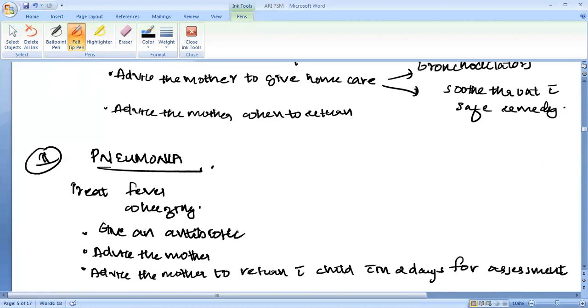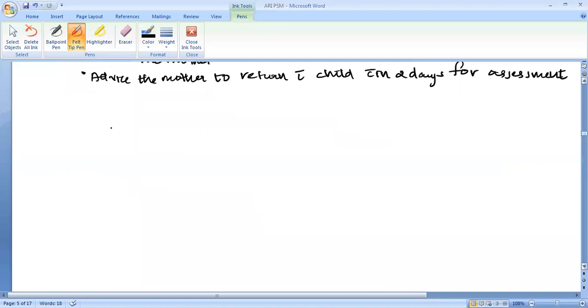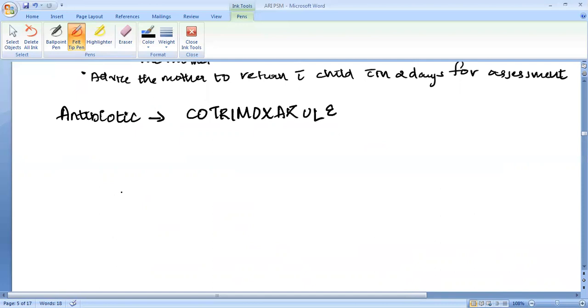So I have told you that we have to start an antibiotic. Which antibiotic will we be starting? We will be starting the antibiotic Cotrimoxazole. This is the drug of choice. So how will you give this Cotrimoxazole? It can be given either as a pediatric tablet or as a syrup.